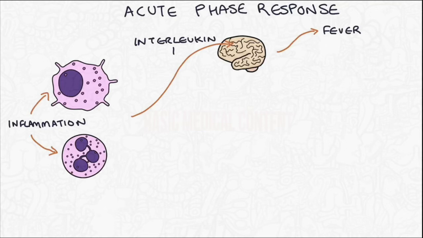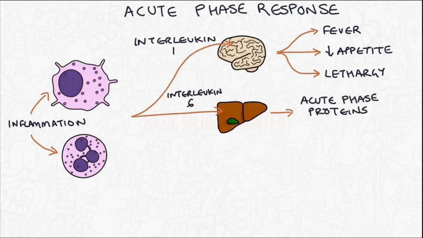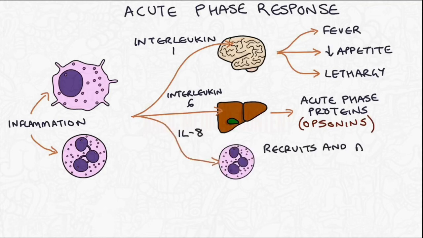It also involves sending interleukin-6 to the liver to produce acute phase proteins that act as something called opsonins, and remember this word because we'll talk about opsonins in a minute. Additionally, interleukin-8 is released that recruits and activates more neutrophils. Interleukin-2 and 12 activate natural killer cells, and tumor necrosis factor alpha is released that does all of these effects by itself.